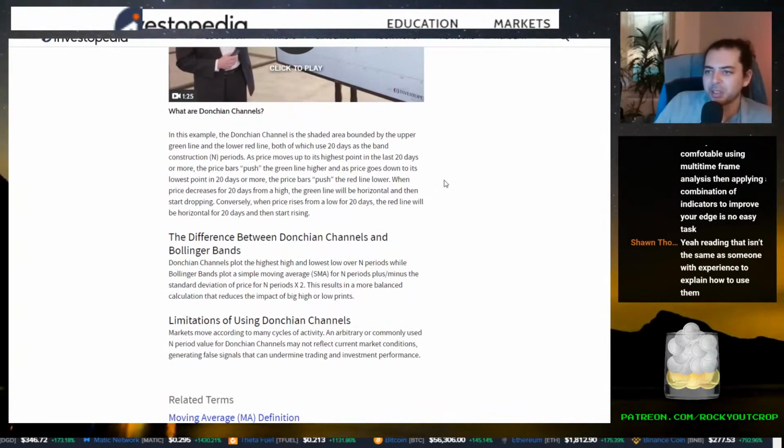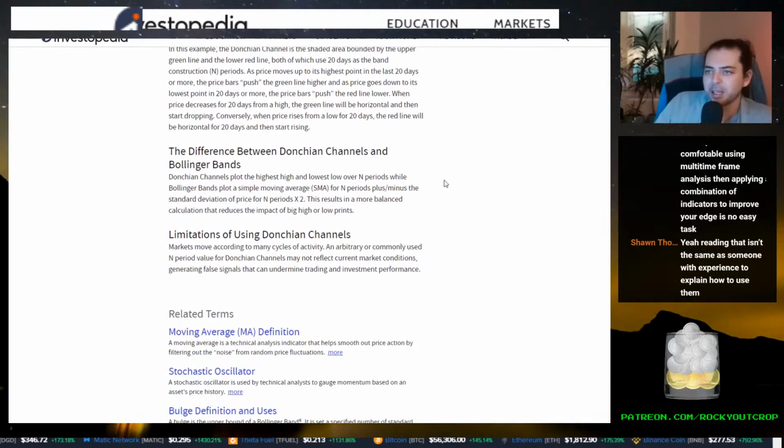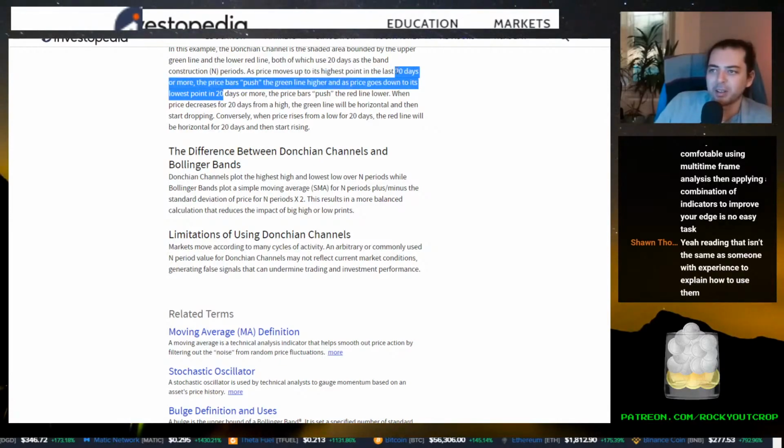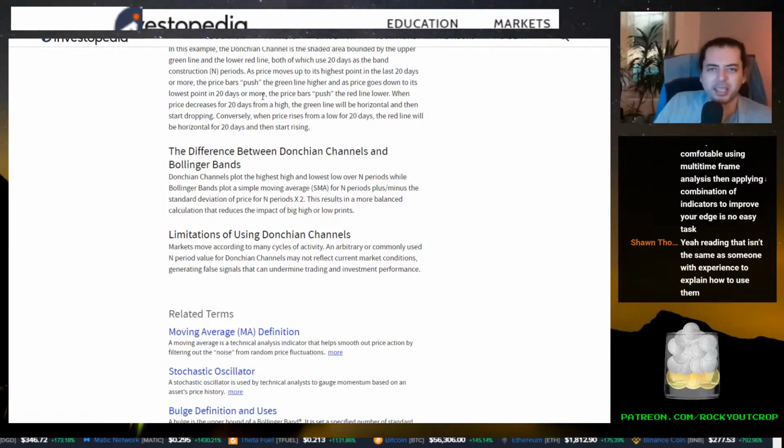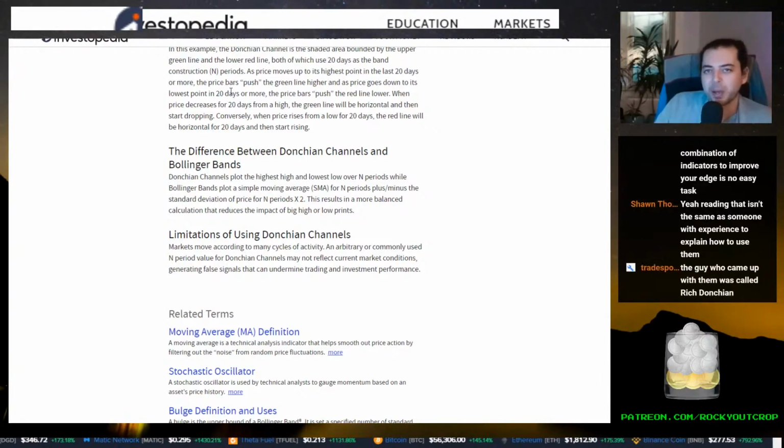In this example, Donchian Channels shaded area, blah blah. As the price moves up to its highest point in the last 20 days or more, the price bars push the green line higher, and as price goes down to its lowest point in 20 days or more. By the way, I also think that having it slightly longer than 20 days is advisable, as well as it matching up with the Ichimoku Cloud. I demonstrated that slightly with the Barclays chart there now. If you had based it on 20 days, you would have got more false signals, whereas basing it over 100 days would make it useless. So where's that sweet spot for me? It's just past 20, whatever. The push to the red line.